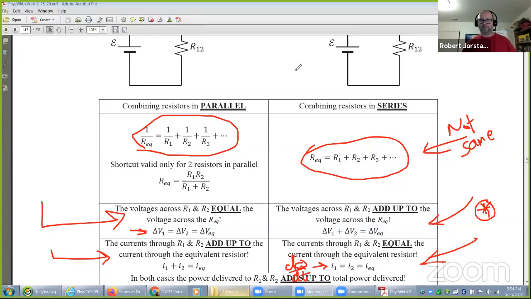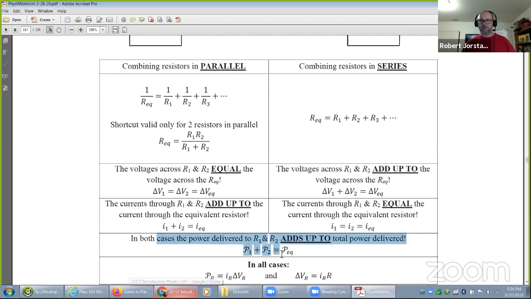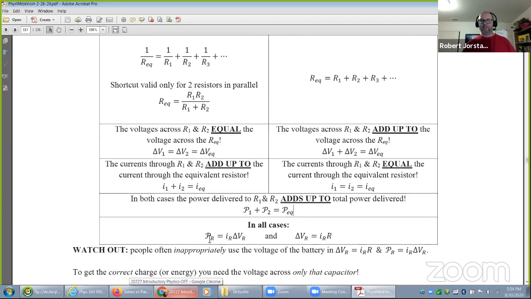And just like before, the power delivered, they add up to the equivalent. And now we have Joule heating and Ohm's law. Before we had U equals 1/2 Q delta V. Now we have power is just IV.